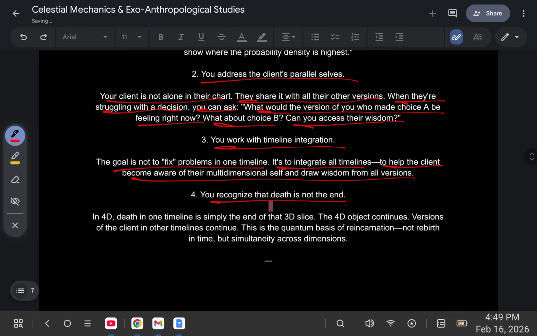And then you recognize that death is not the end. In 4D, death in one timeline is simply the end of that 3D slice. The 4D object continues, and versions of the client in other timelines continue. This is the quantum basis of reincarnation, not rebirth in time, but simultaneity across dimensions.